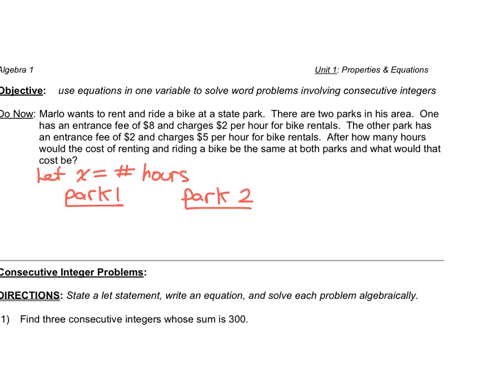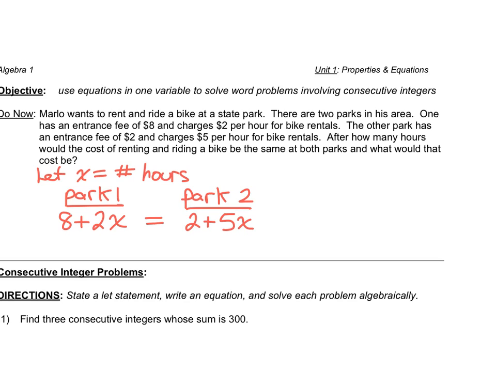All right, one park has an entrance fee of $8. You're paying that no matter what, plus $2 for every hour. $2 for every hour. So 2x. The other park has an entrance fee of $2, so flat rate of $2, you're paying that no matter what, and you're paying $5 for every hour. So 5x.